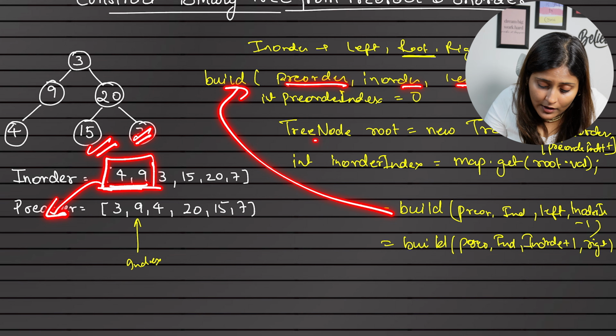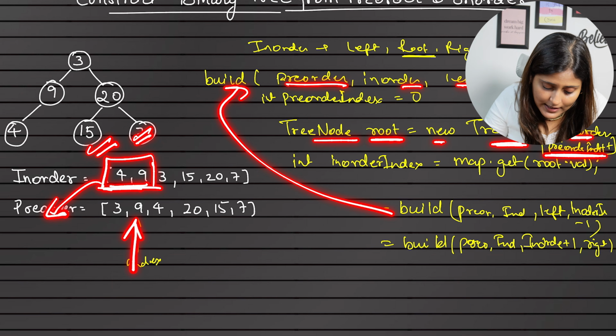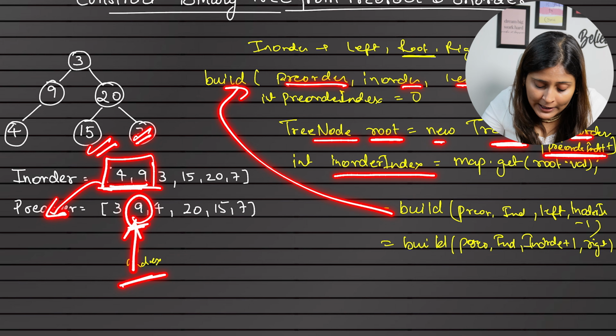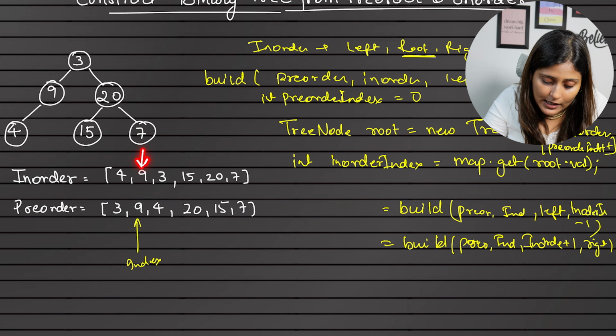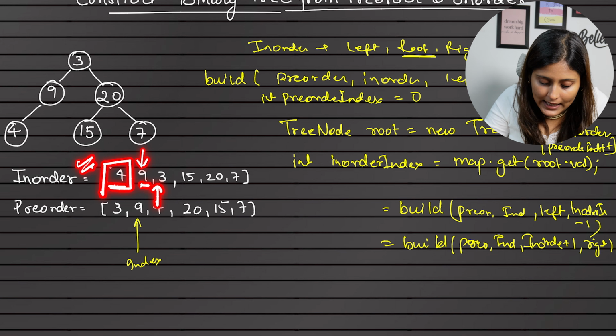Now again we will create the tree node like root, but with the pre-order index. So the pre-order index is here, right? So 9 will be my root, correct? Yes, 9 will be my root. Again we have to find the in-order index from the map. So the in-order index will be 1 for this, correct? So now again for 9 we'll make the left side call and we'll send this 4, and for the right side we'll have nothing. So can I say this is inOrderIndex plus 1, which is 2, until 2.